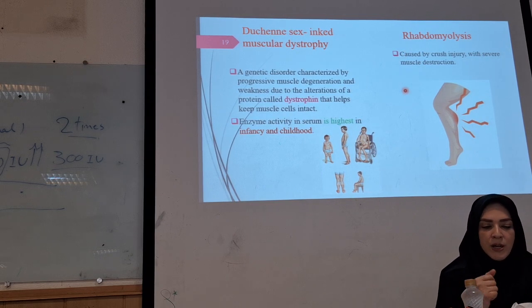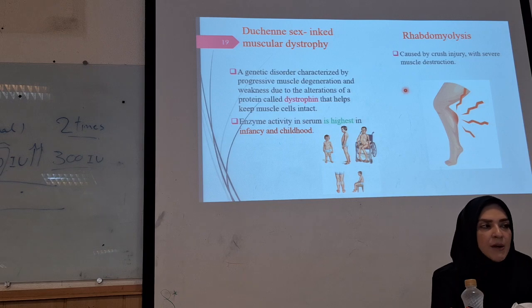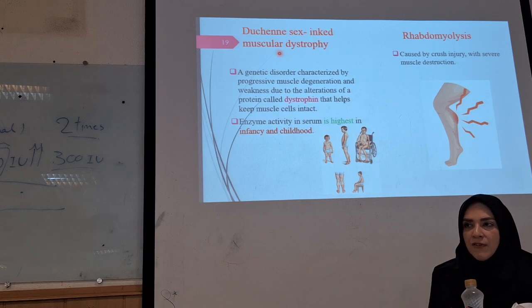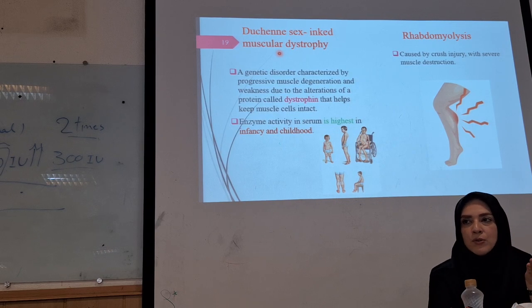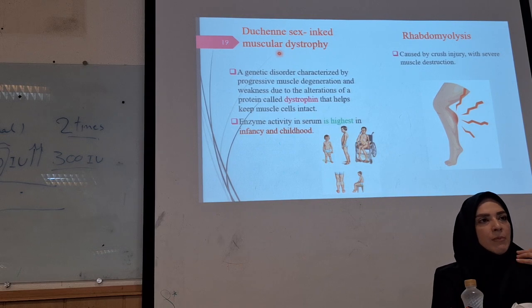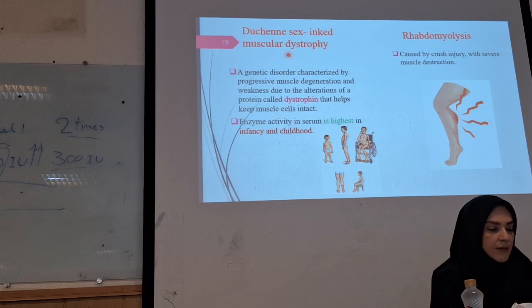What is the question, for example, here? Maybe I ask you, in rhabdomyolysis or Duchenne syndrome, which enzyme is a specific choice to evaluate this disorder? Creatine kinase is best, okay? Not, for example, another enzyme. You should just know the name of the enzyme and the name of the disorder. What about dystrophin?